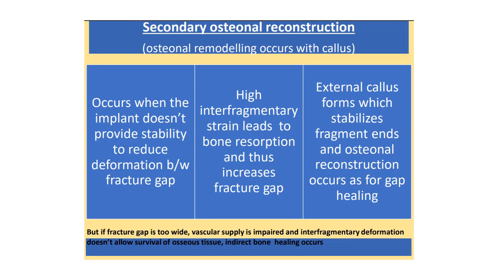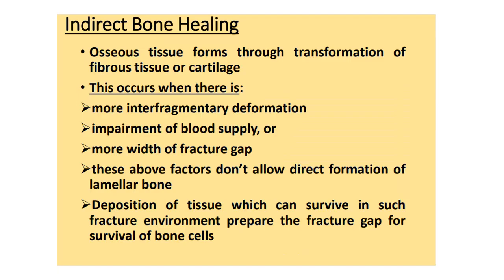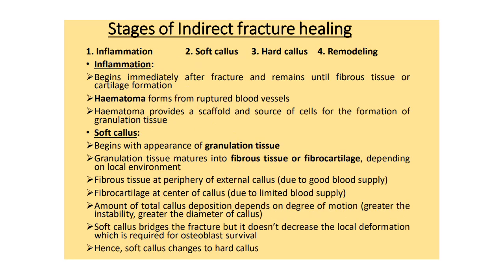Now secondary osteonal reconstruction: it's osteonal remodeling that occurs with callus. Now discuss indirect bone healing. The osseous tissue is formed through transformation of fibrous tissue or cartilage. This occurs when there is more inflammatory deformation, impairment of blood supply, more width of the fracture gap, all this. And the stages of indirect fracture healing: inflammation, soft callus, hard callus, remodeling.